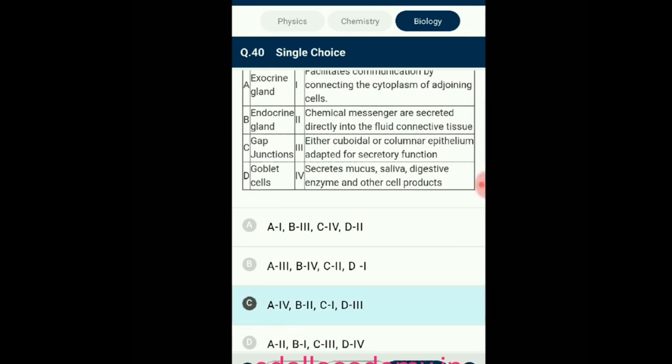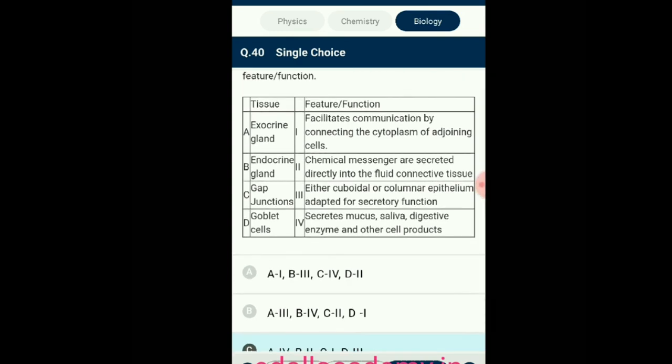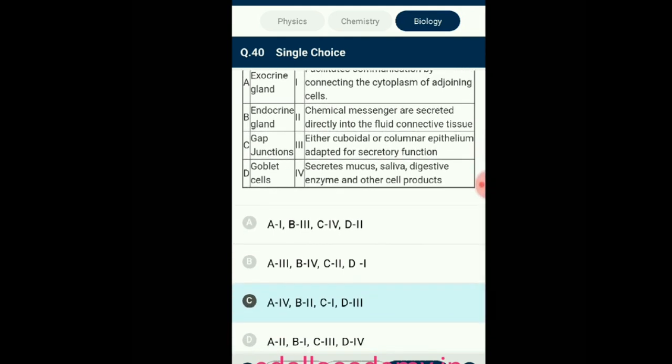A, exocrine gland. It is matching with the fourth one, secrete mucus, saliva, digestive enzymes and other cell products. B, endocrine gland. It is matching with the second option. Chemical messengers are secreted directly into the fluid connective tissue. C, gap junction. It is matching with the first one. Facilitate communication by connecting the cytoplasm of adjoining cells. Goblet cells. It is matching with the third one, either cuboidal or columnar epithelium adapted for secretory function. So the correct option is C.